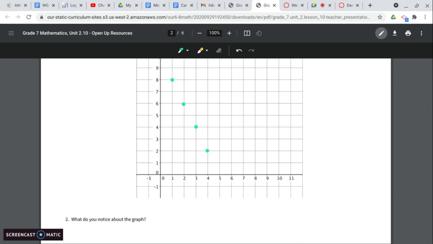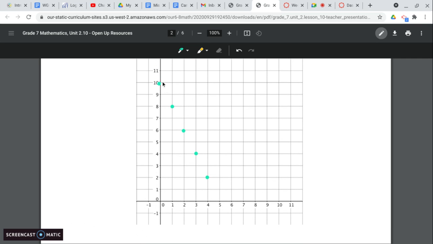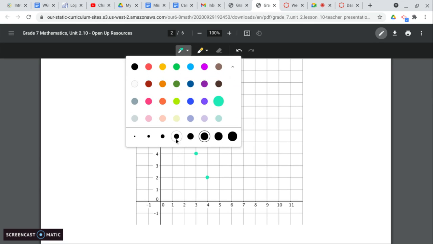Now, what do we notice about the graph? Well, the points line up so they could all be connected with a single line. We can easily draw a line through each of these points.